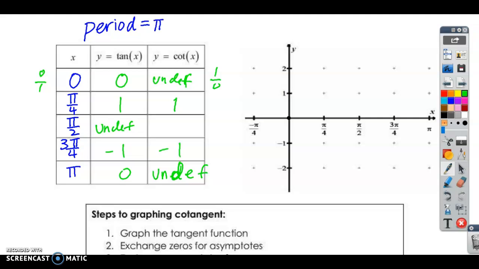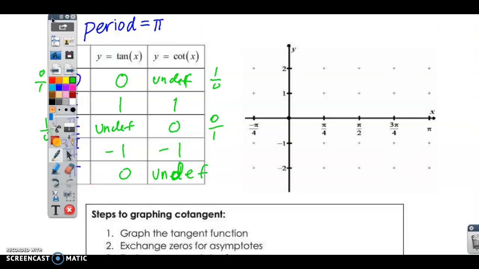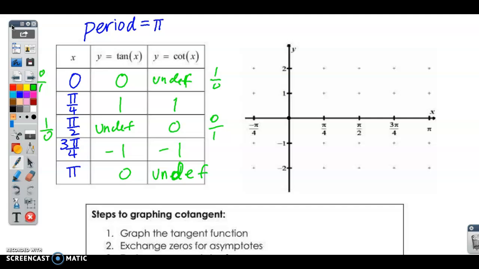Now, your undefined, where it's originally 1 over 0, will become 0 over 1. So your asymptotes will become your new zeros. So let me go ahead and just plot the points for the tangent. This can get a little confusing sometimes because things switch around, but with a little practice, you should be okay.